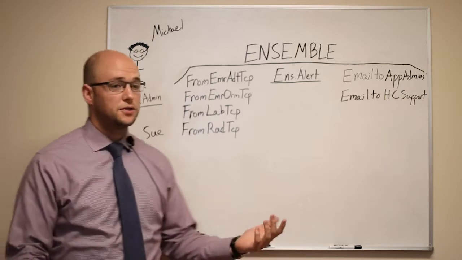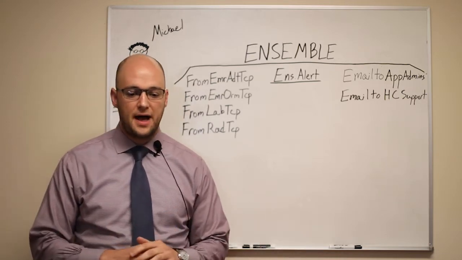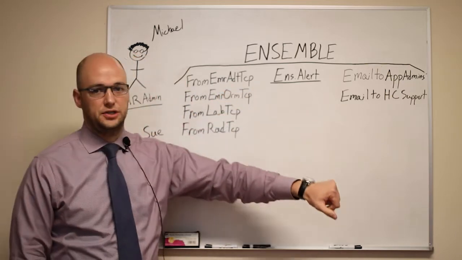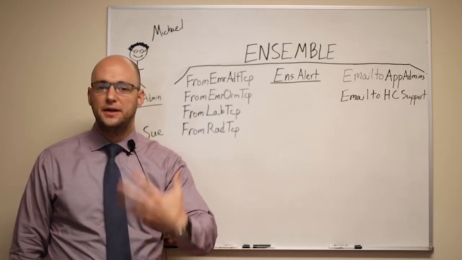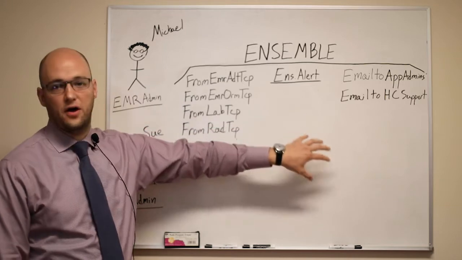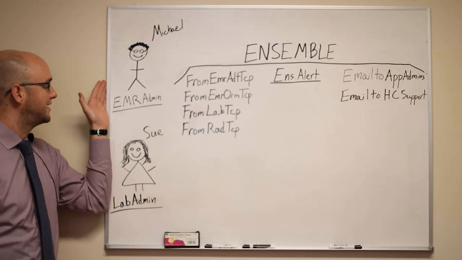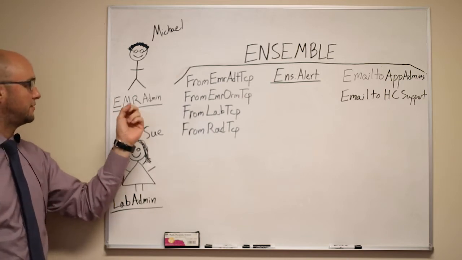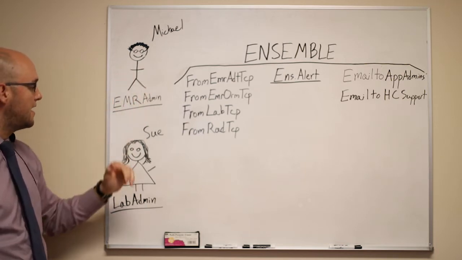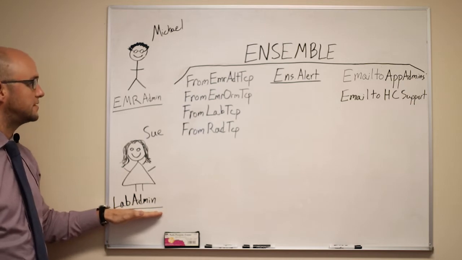So today we're talking about proactive alerting. Really what we mean by that is alerting folks that are outside of the integration team, administrators or support people that are not directly interacting with Ensemble. For example, you could have a guy here named Michael, and Michael is the admin for the main EMR system, or maybe he's a support guy. And we also have Sue. Maybe she's the administrator for the lab system, okay?